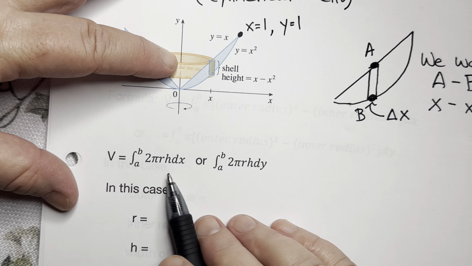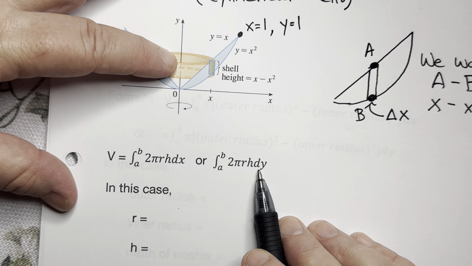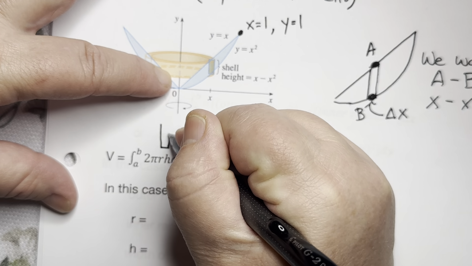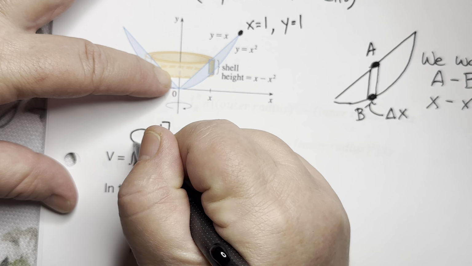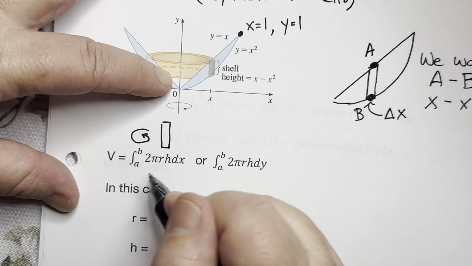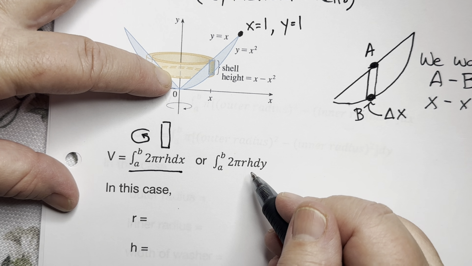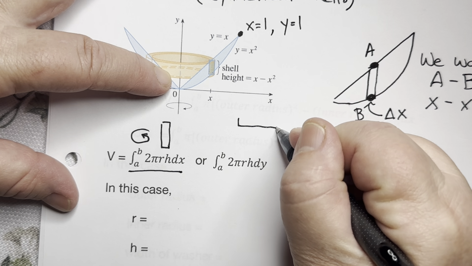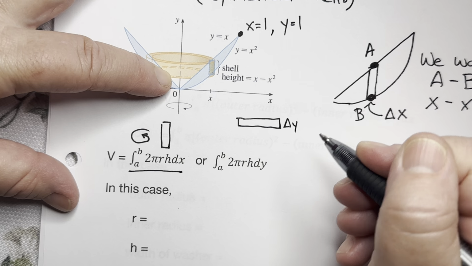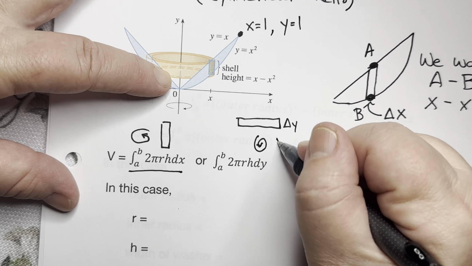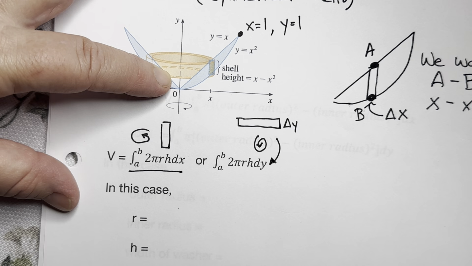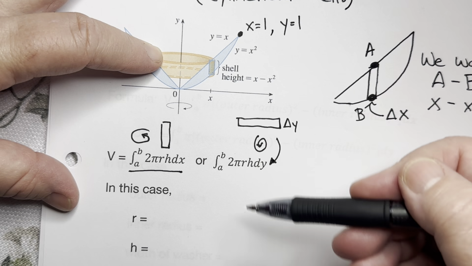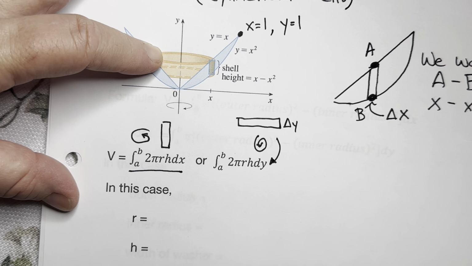And I said, do we use this one or do we use this one? And the answer is, since we've got a delta x, since our cross sections are going here and our rotation is going here, we use this one. This would be if our cross sections looked like this. So we had delta y and we were rotating this way. That would be this one. Does that make sense? So this one rotating around this way is dx. This one rotating around this way is going to be dy. So we're going to use this.